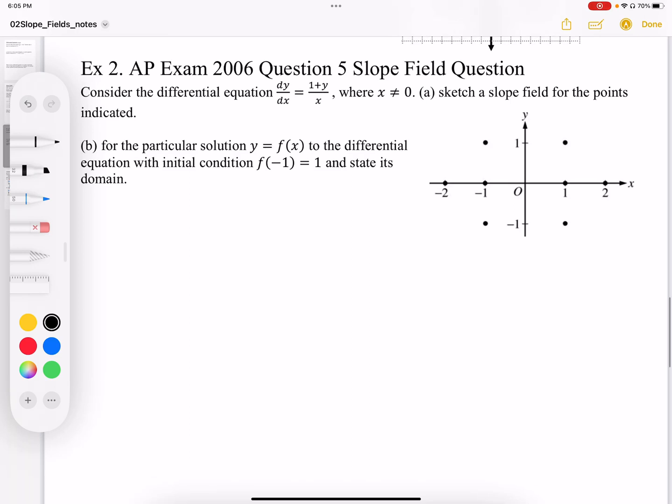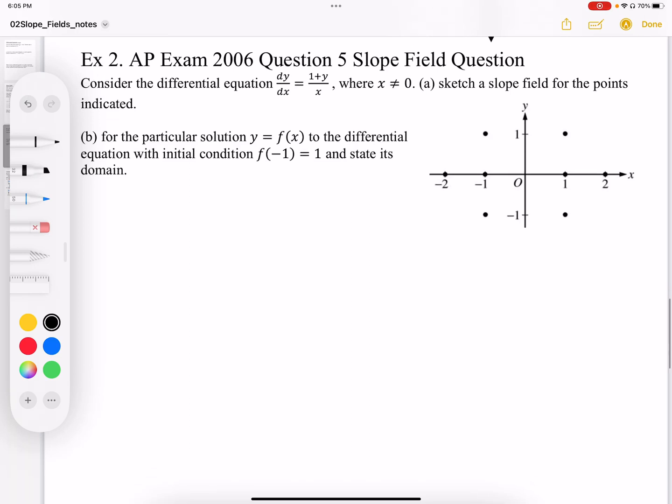So this is another slope field question. We're going to sketch in slope field segments. It says, consider the differential equation dy by dx is equal to 1 plus y over x, where x is not equal to 0 because we can't divide by 0. Part A says, sketch a slope field for the points indicated. So that's what I'm going to start with first.